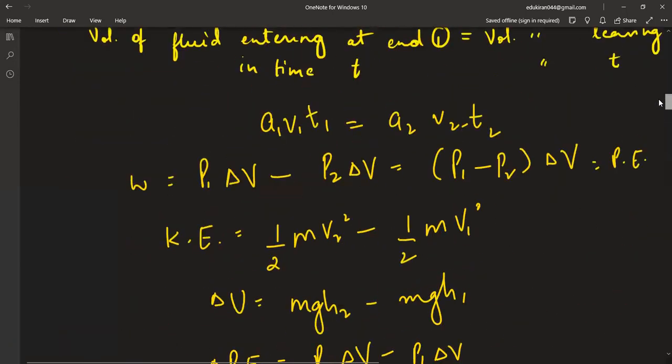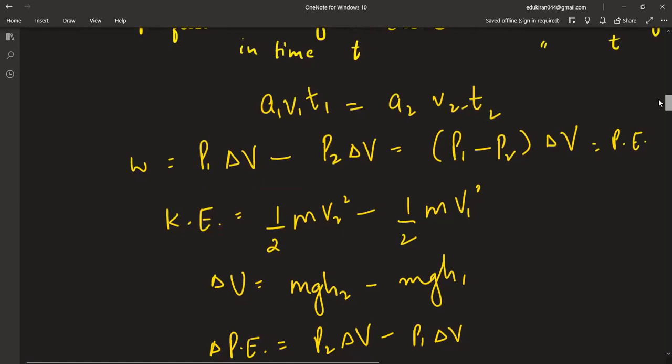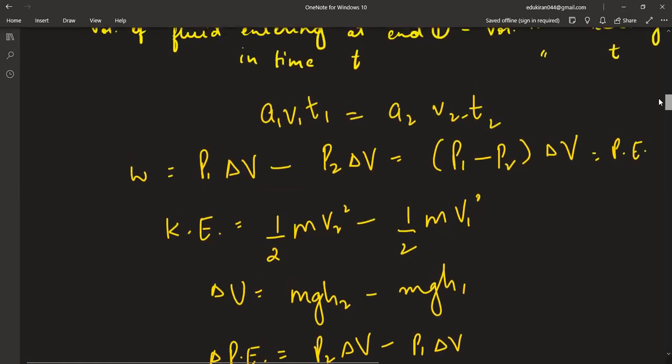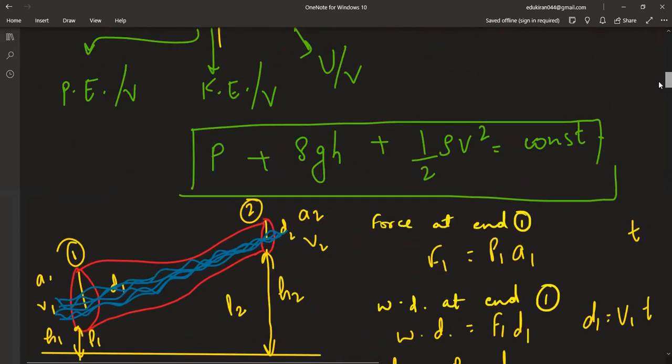This is the entire proof for Bernoulli's theorem. This is how you have to calculate it. We'll see some questions also, but first write down the derivation.